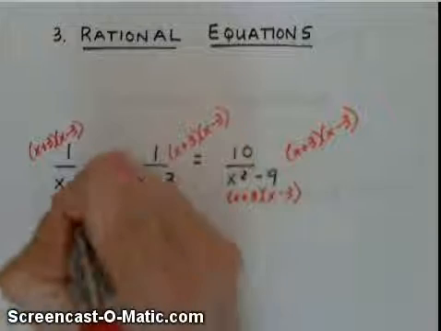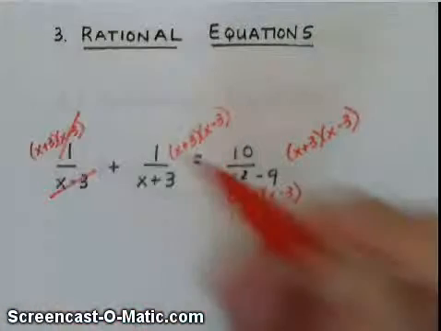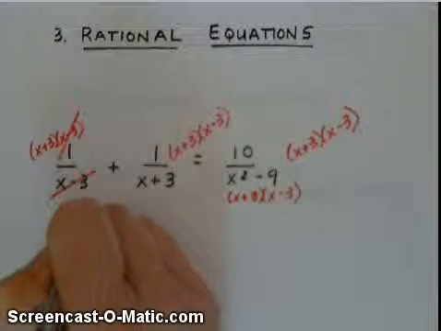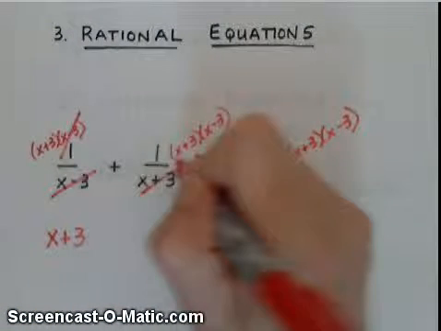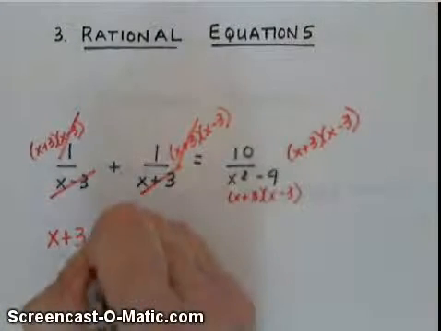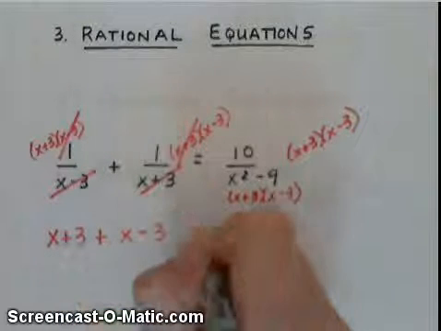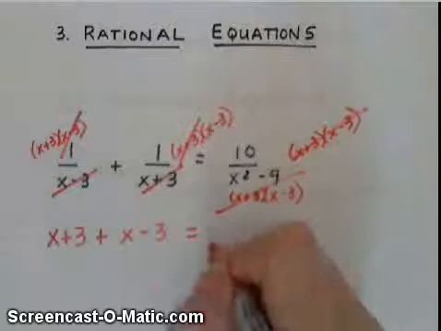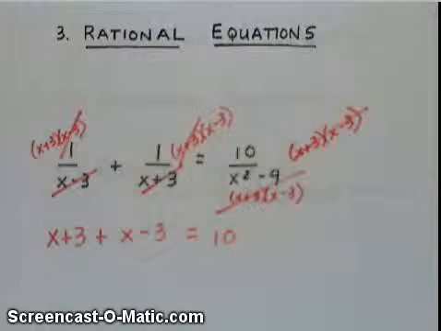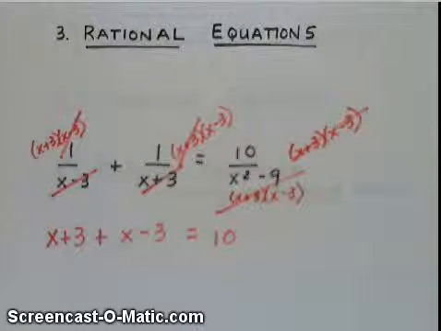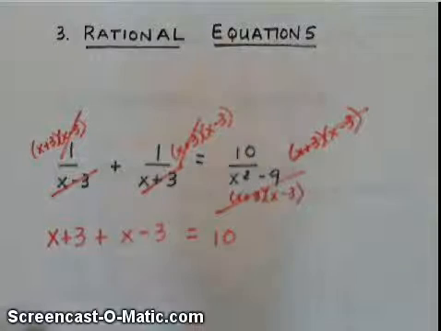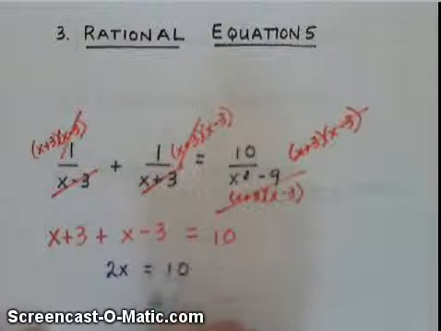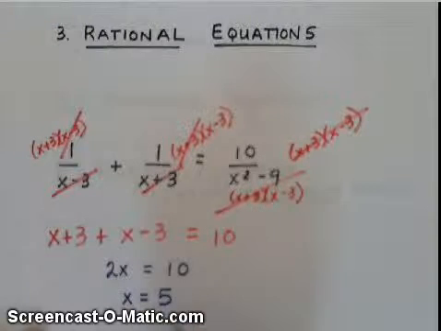Now what happens, of course, is that this x minus 3 takes out this x minus 3, and you end up with x plus 3 times 1, which is x plus 3. This x plus 3 takes out this x plus 3, and you have left x minus 3 equals, and this whole denominator takes out this whole numerator, and you're just left with a 10. Now let's finish the equation. 2x plus 3 minus 3 is 0 equals 10, x equals 5.